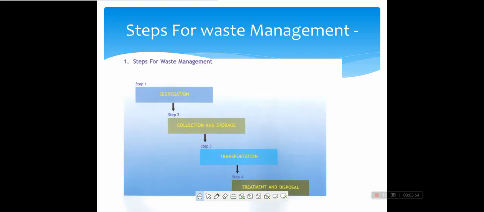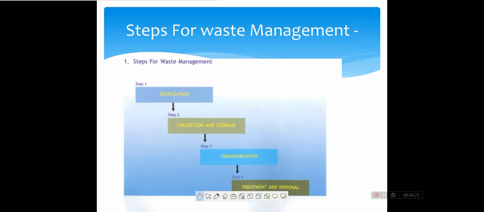So after that, we have the steps for waste management. Firstly, we focus mainly on the 4 R's: reduce, reuse, recycle and recover. After that, we focus on the 4 main steps of waste management. In the first step, we segregate the waste in color coded bags at the point of generation.